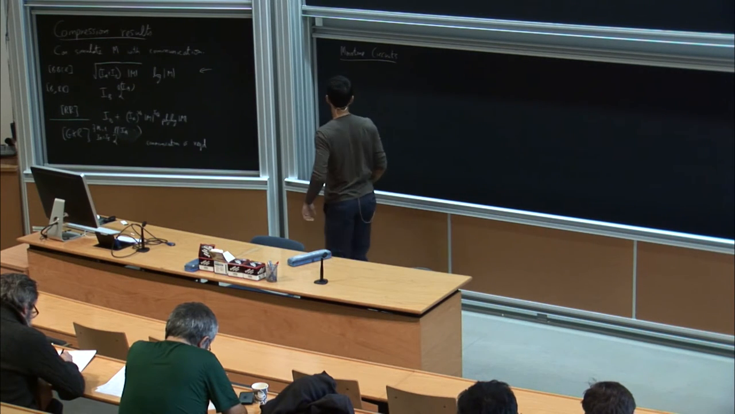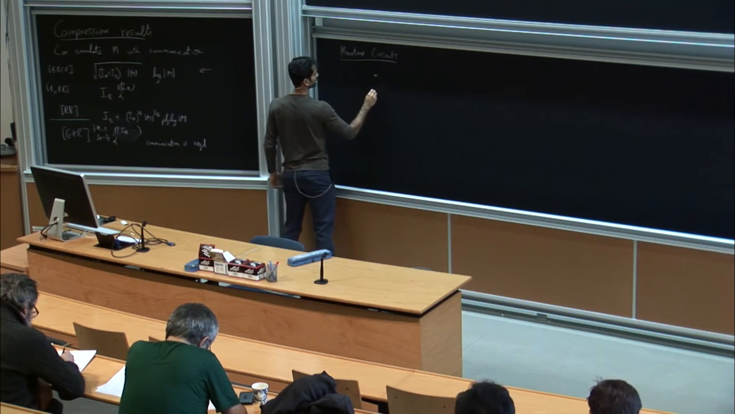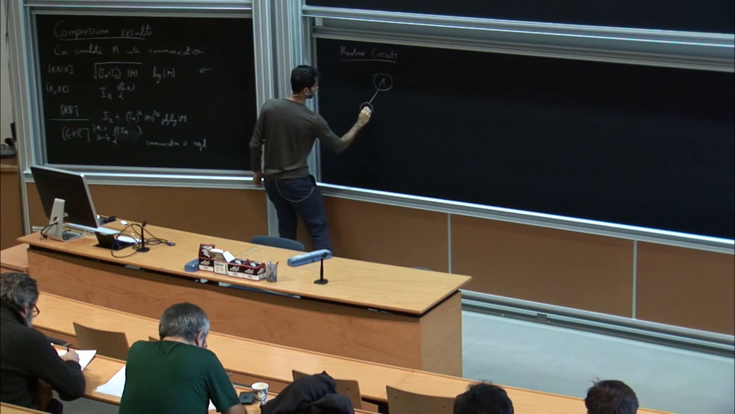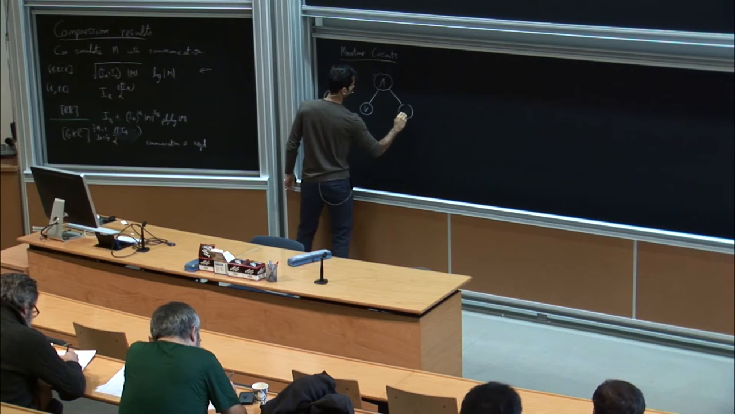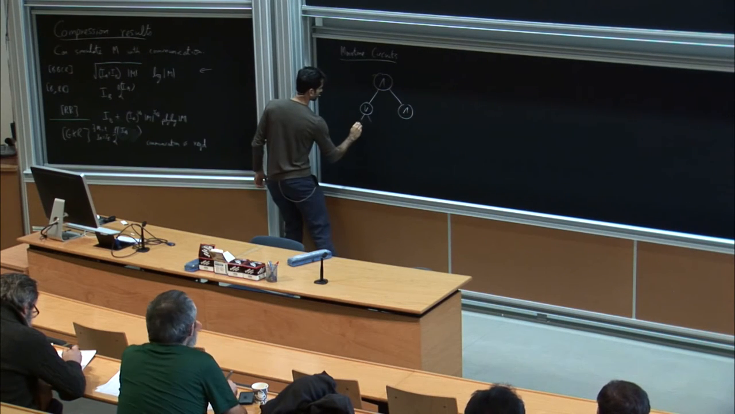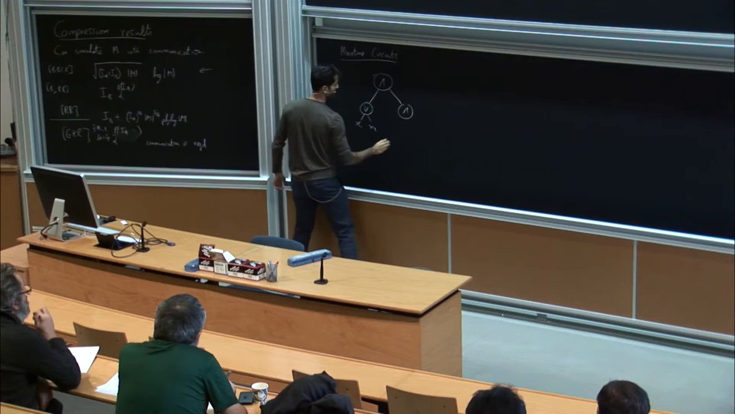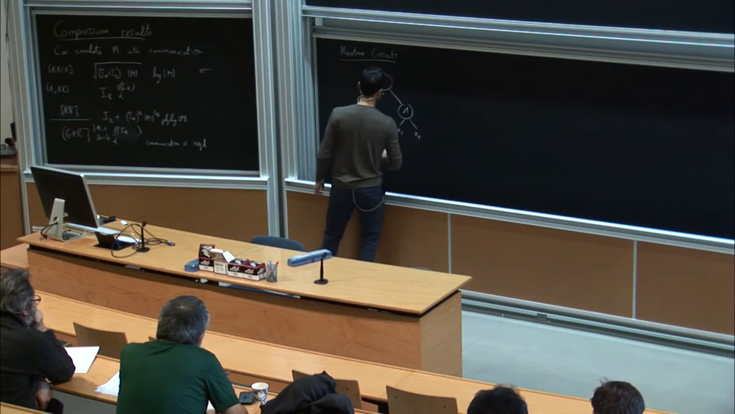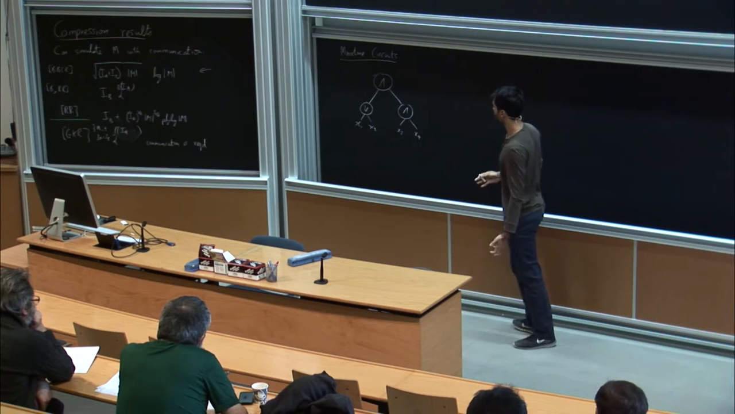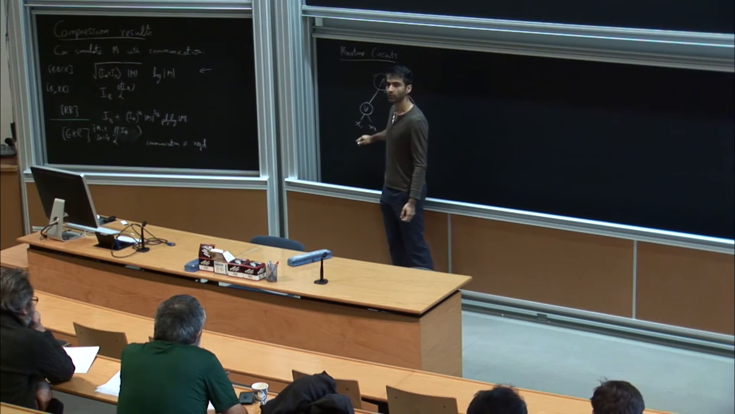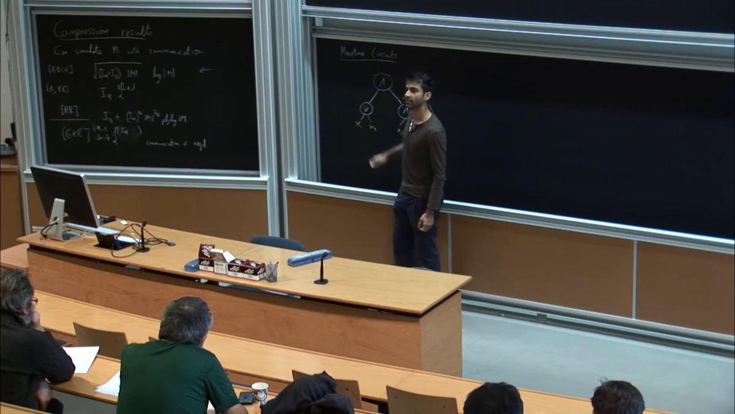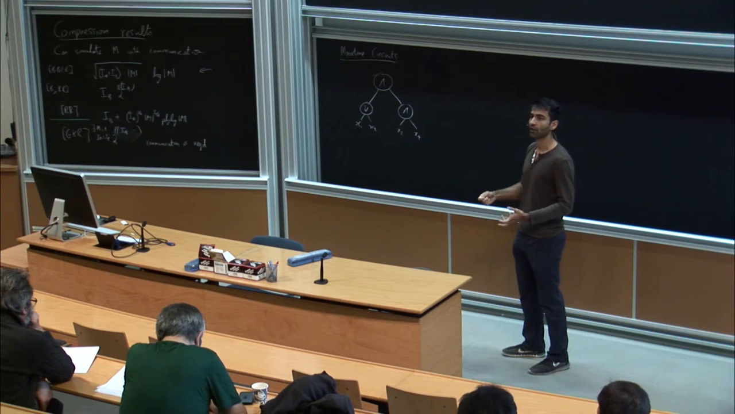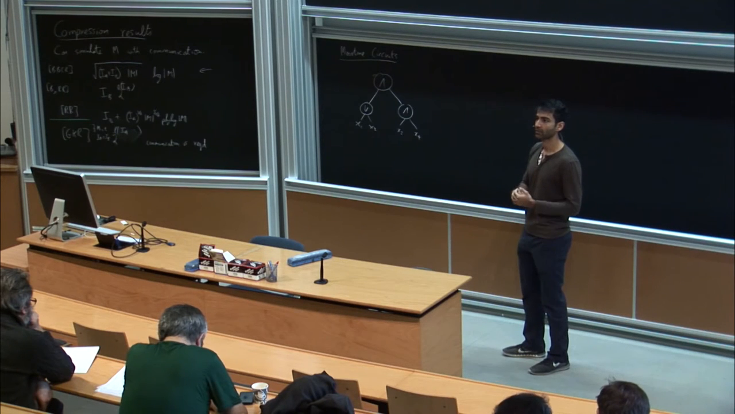What is a monotone circuit? It looks something like this. Here's an AND gate, here's an OR gate, another AND gate, and some variables at the bottom, x1, x2, x3, x4. You compute it by feeding in bits at the bottom, applying these functions, and getting an output. The circuit is monotone if there are no gates that do negations. All the gates are ANDs and ORs.